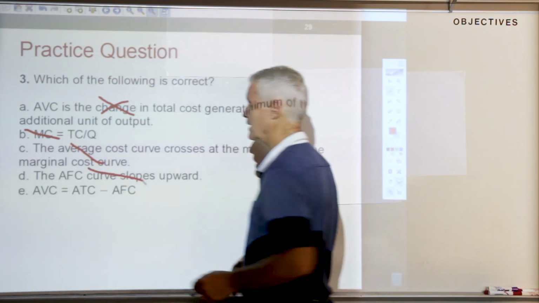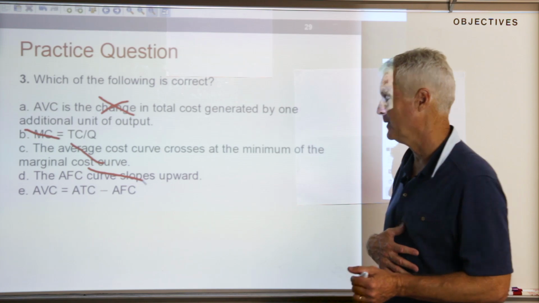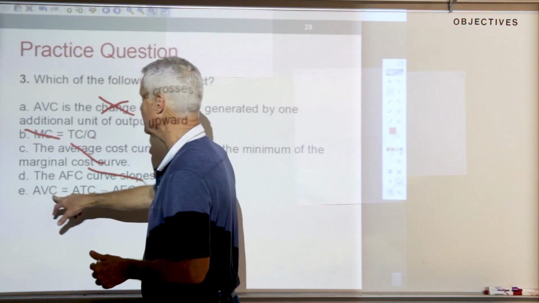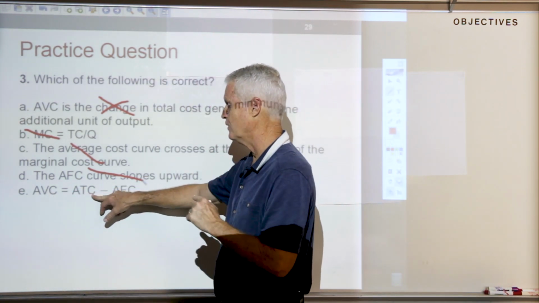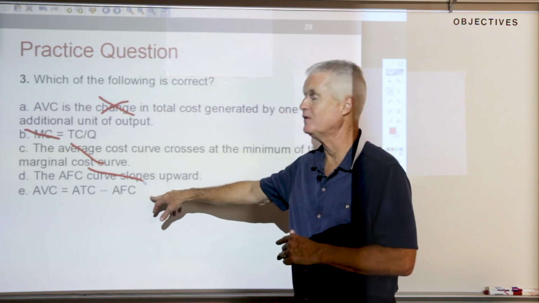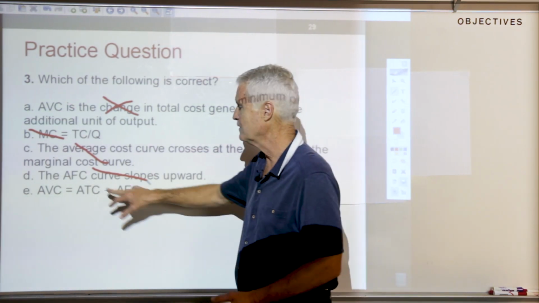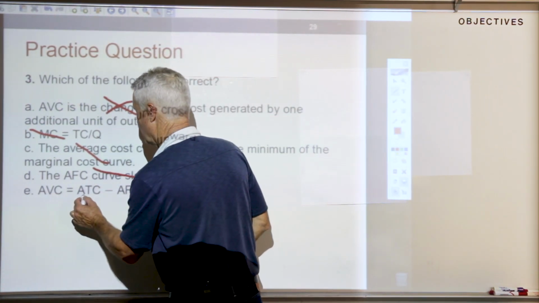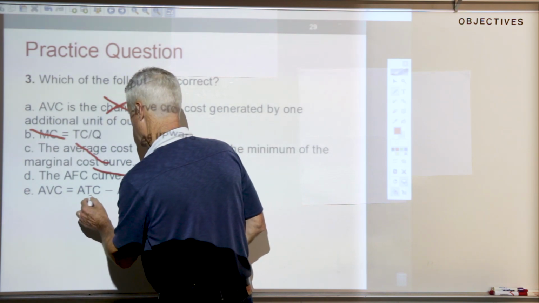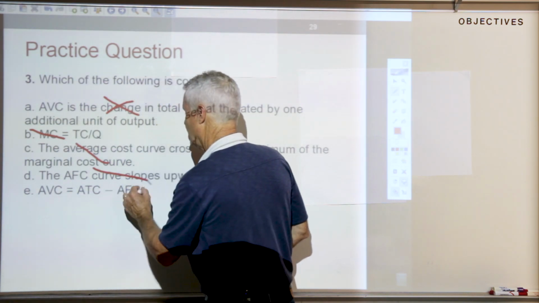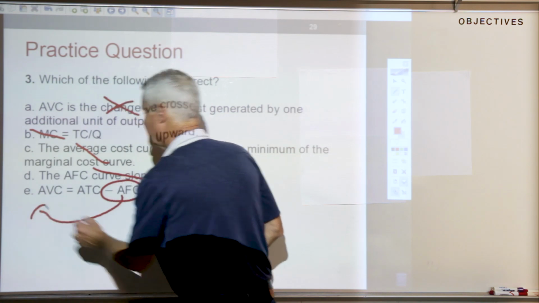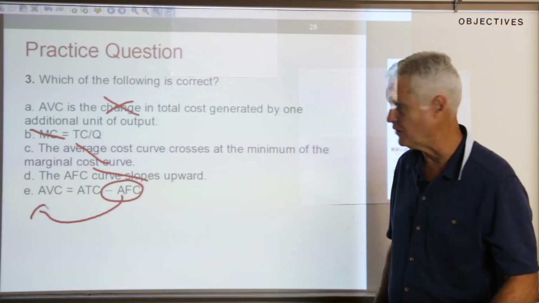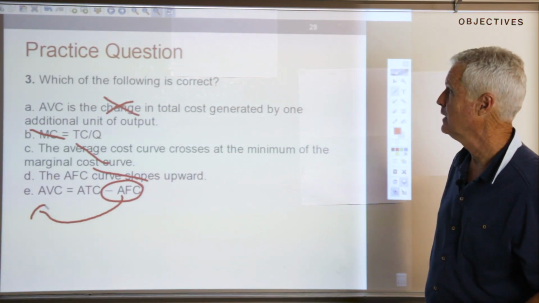So consequently, if E isn't correct, we're in trouble, okay? Average variable cost is the average total cost minus the average fixed cost. That's true because we know that average total cost equals average variable cost plus average fixed cost. So they're just doing a little pre-algebra on us. Moving on.